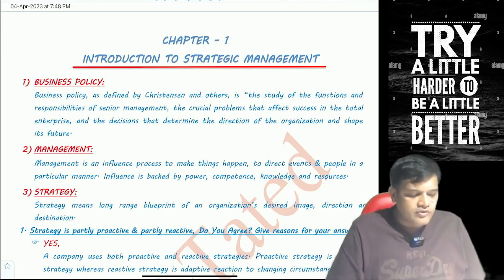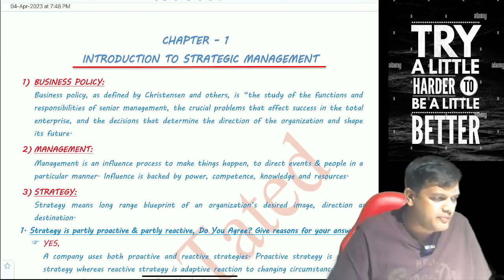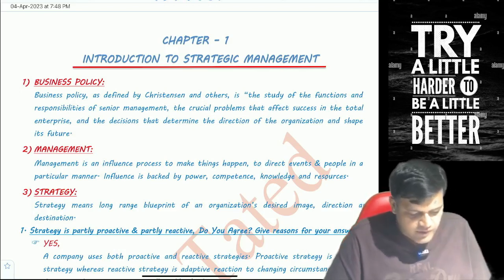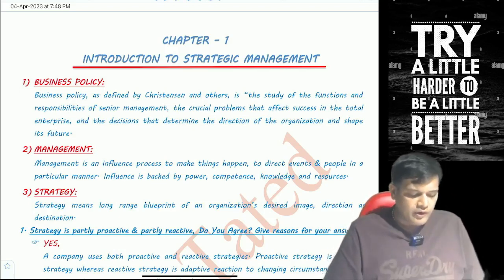Right now this is my revision book which I am using on the screen. Whichever book you want to use, you can use it.